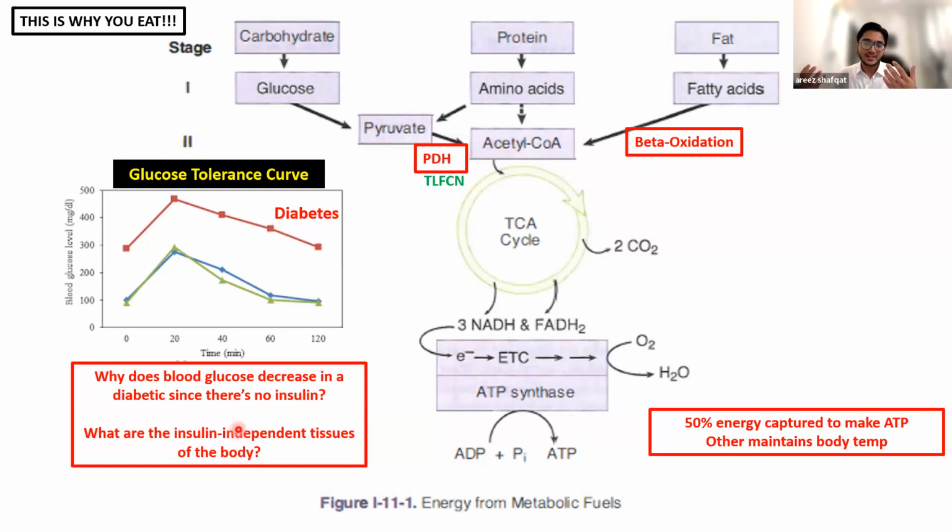Why you eat is because macronutrients funnel down into acetyl-CoA, which is used to make ATP. Then in the glucose tolerance curve, you can see that insulin activates metabolic pathways, which use up glucose. In diabetes, you don't have this, so you have hyperglycemia. But in diabetes, glucose does eventually come down, and that's because of insulin-independent cells. The two most important ones you have to know are the brain and the red blood cell, okay?